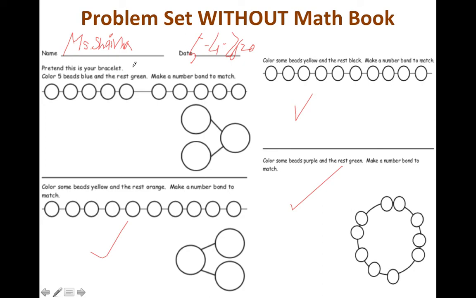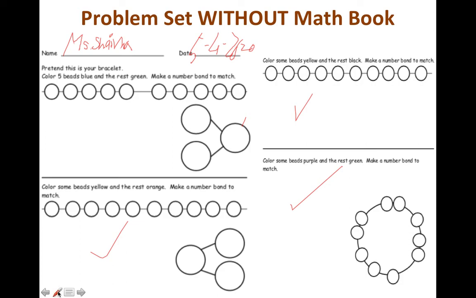Pretend this is your bracelet. Color 5 beads blue and the rest of them green. Make a number bond to match. First, let's look at our number bond. Remember, the position of our number bond has changed. So I know this is the whole and these are the two parts.